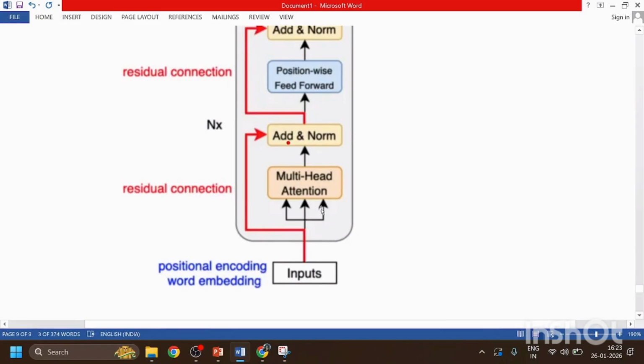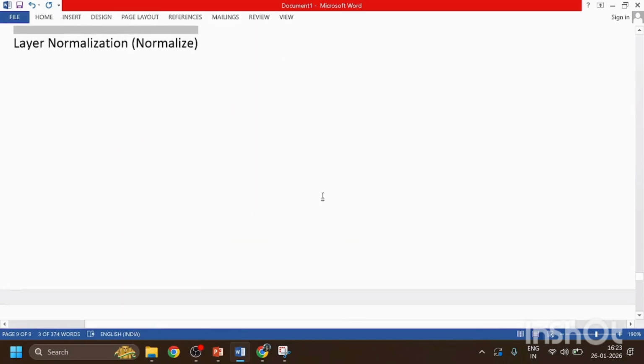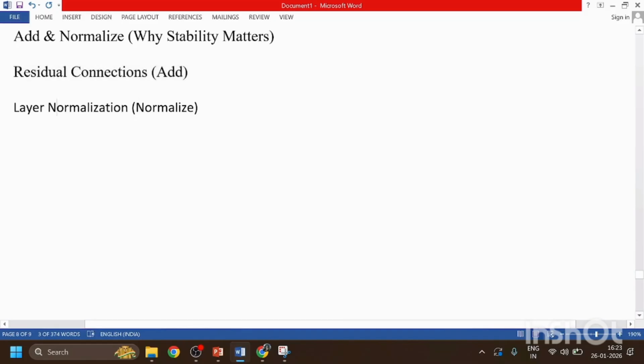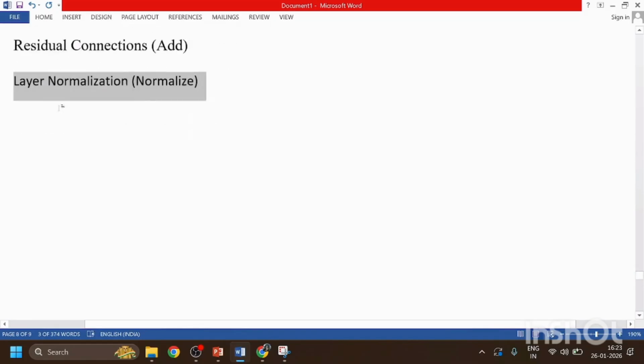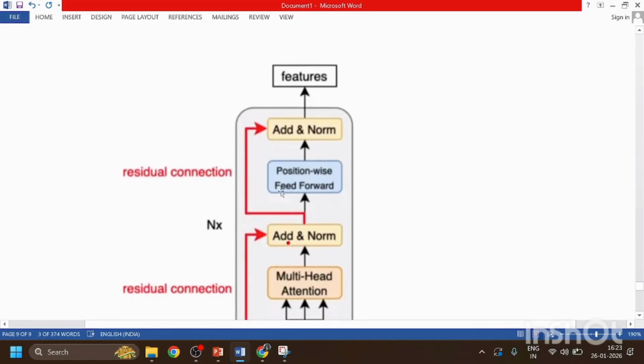After this we can see the fourth point, that is layer normalization. Layer normalization makes values more stable. It ensures a consistent scale across the layer. This leads to faster and more stable training.